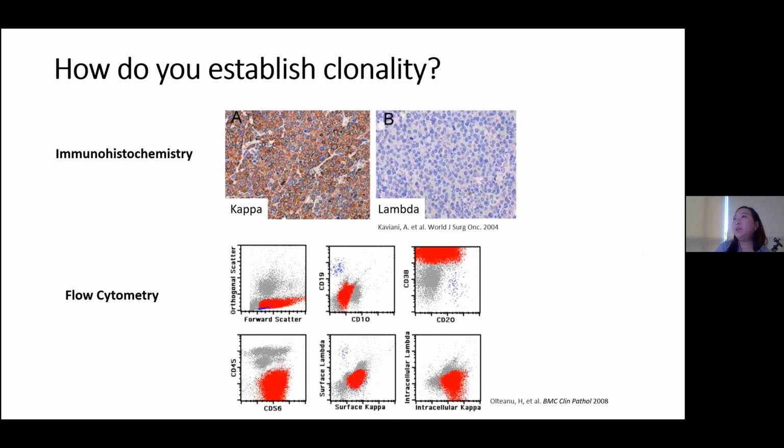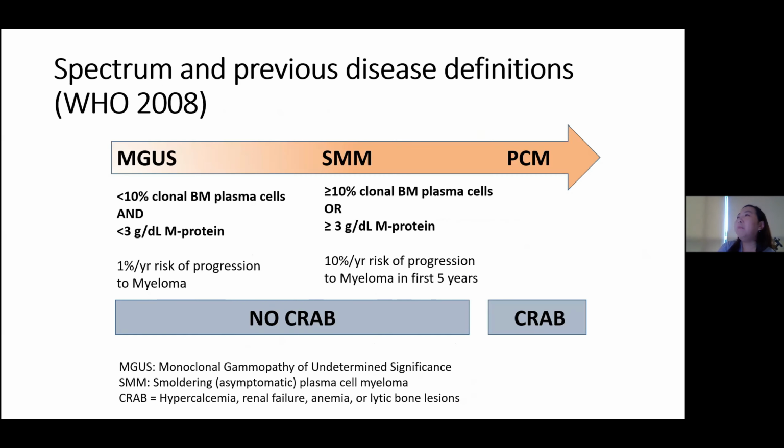You can also do immunohistochemistry using kappa and lambda antibodies in the tissue or the bone marrow. And of course, you can also do flow cytometry, where you identify your plasma cells, which are CD38 bright, and demonstrate kappa or lambda light chain restriction by flow cytometry. For the interest of time, I'm just going to quickly show you some of these.